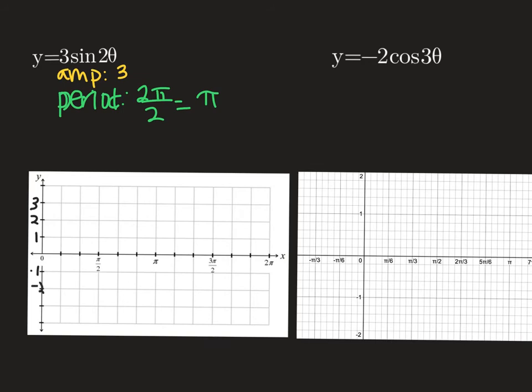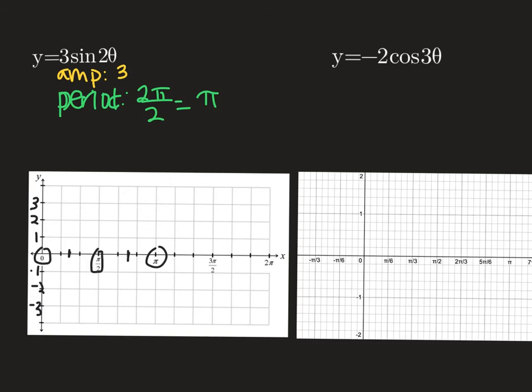So remember, they need to start at 0. So 0 will be my first point, and end at pi, because my period is pi. And I need 5 points. So I'm going to divide 0 to pi in half, which gives me pi over 2. And I'm going to divide 0 and pi over 2 in half, which gives me pi over 4. And then pi over 2 to pi in half, which is 3 pi over 4. So I have my 5 points.